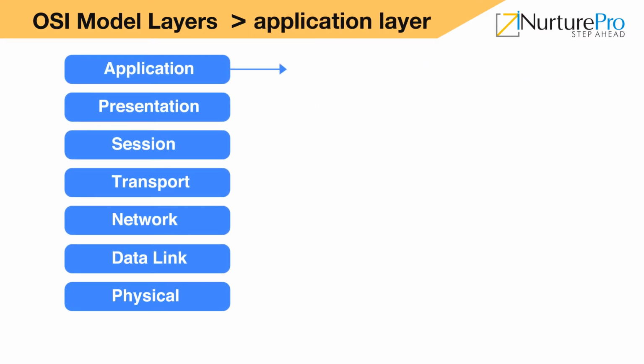Finally, the application layer is the uppermost layer in the OSI reference model. It serves as the interface between the user and the network, and the user directly interacts with this layer.